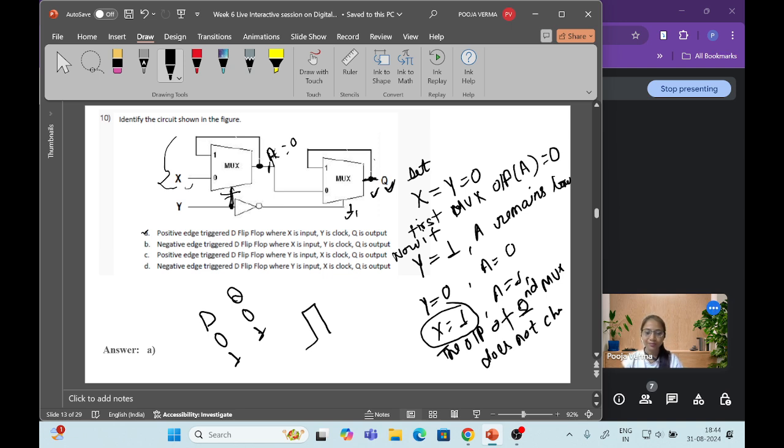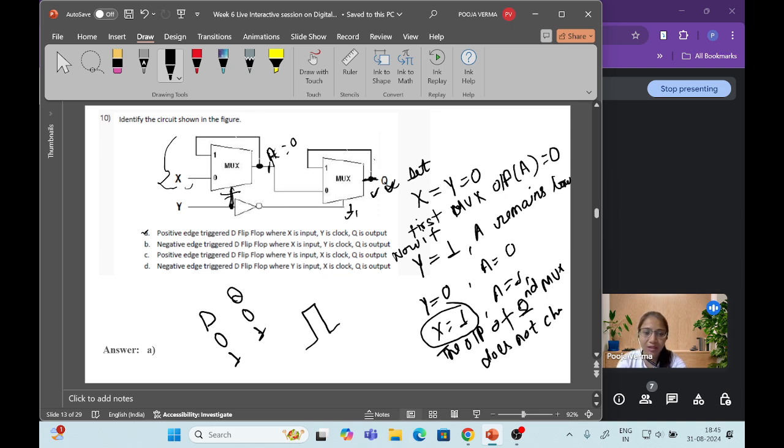Ma'am, why? How can we say it is only a positive edge when we are changing from 1 to 0 also? While changing 1 to 0, check whether Q is changing or not. See, when we are changing X, then it is changing the output only, right? Yes, ma'am. But in the negative edge trigger, it is not changing. Just go through that case, then you will be able to understand.